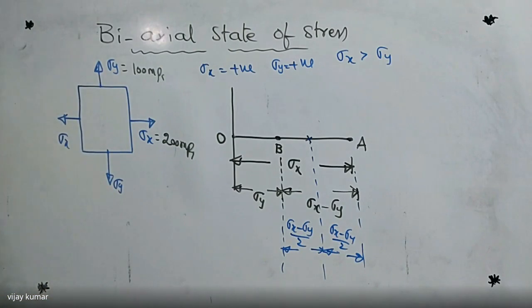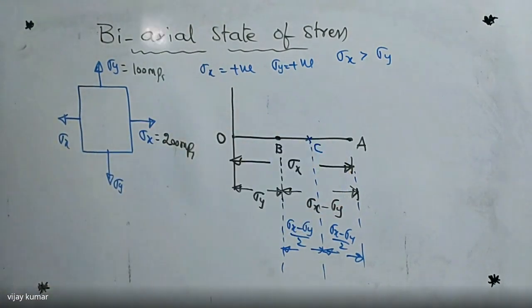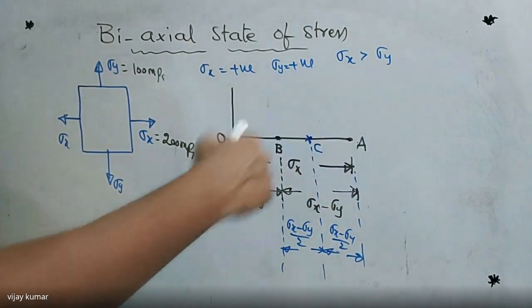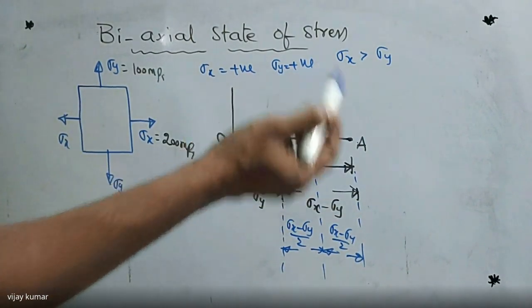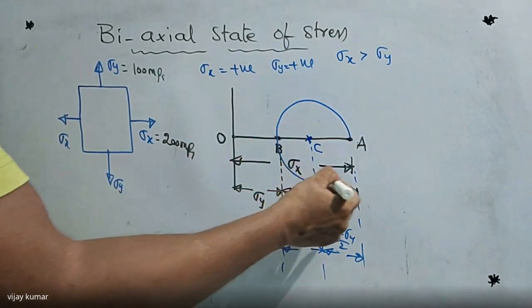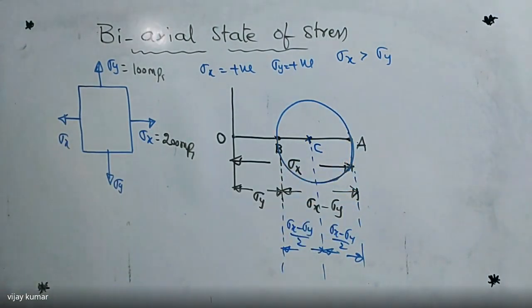So I'm going to divide the AB line into two equal parts, and then I get the point C. Taking C as the center and AC or CB as the radius, we can take any one, I am going to draw the circle here. Did you get my point?